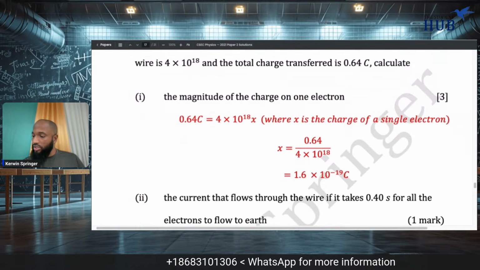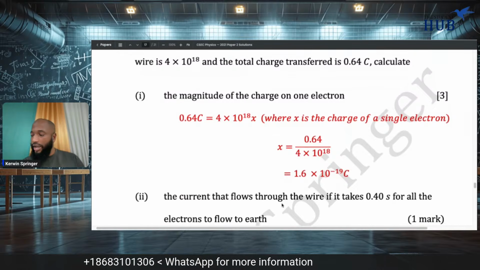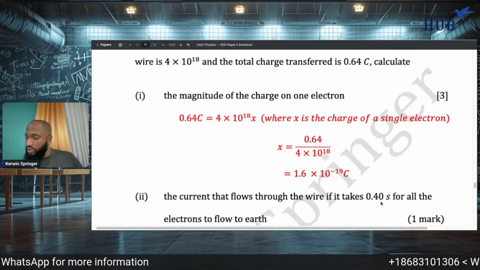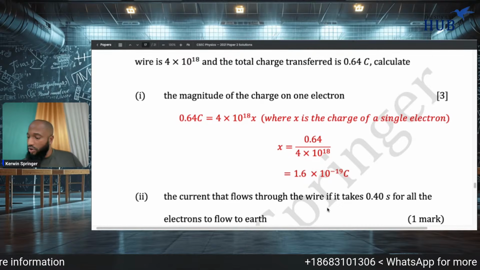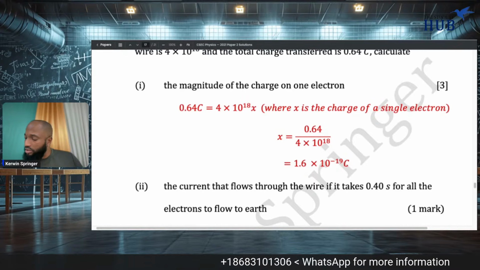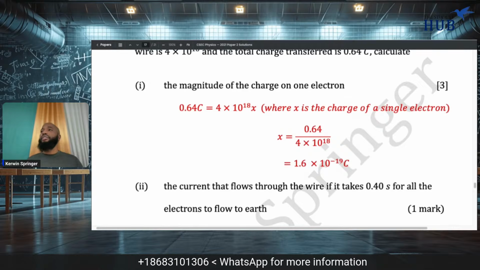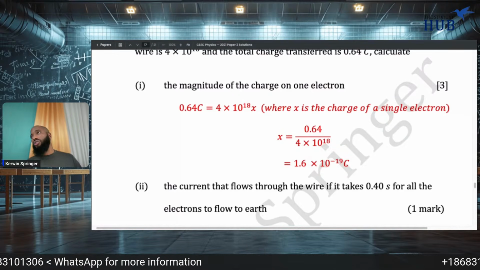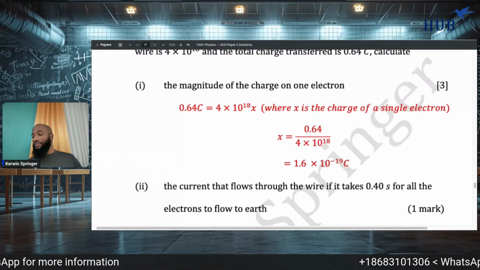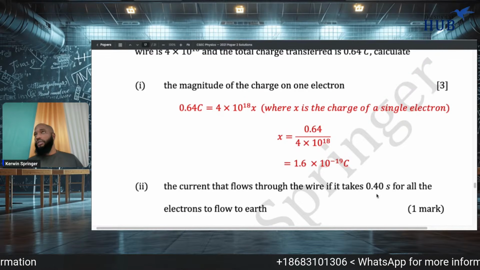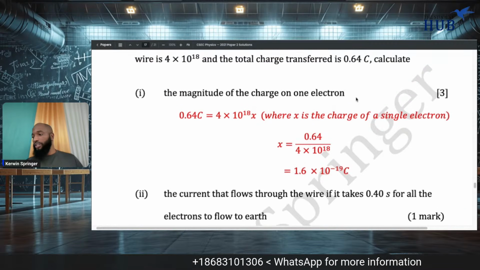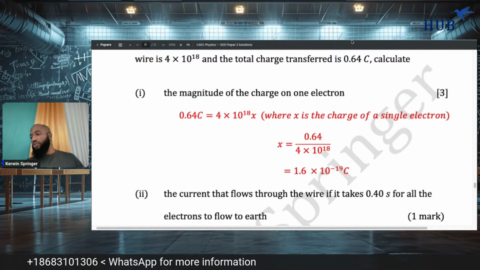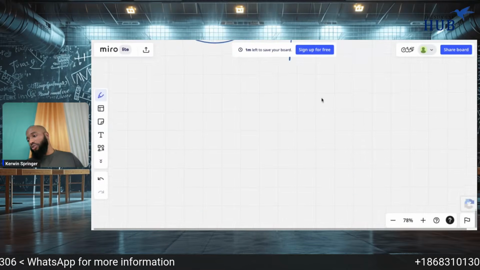Moving on, the current that flows through the wire, if it takes 0.40 seconds for all electrons to flow to the earth. All right, current. We want current. What is the relationship between current and charge? And so we have T, we have 0.4. Do we have Q? 0.64. So can you find I? You are going to use one of these equations in electricity. Let's go through all the equations again.